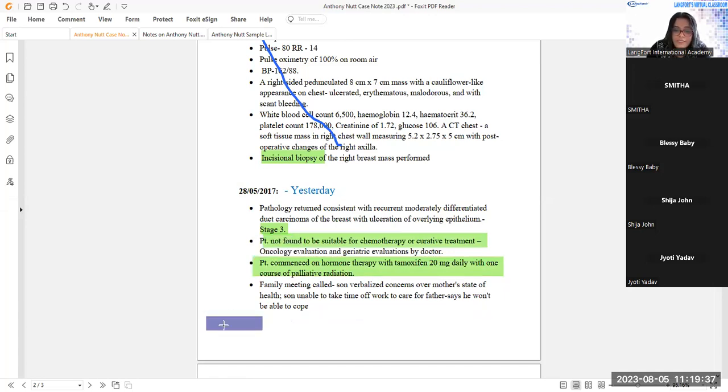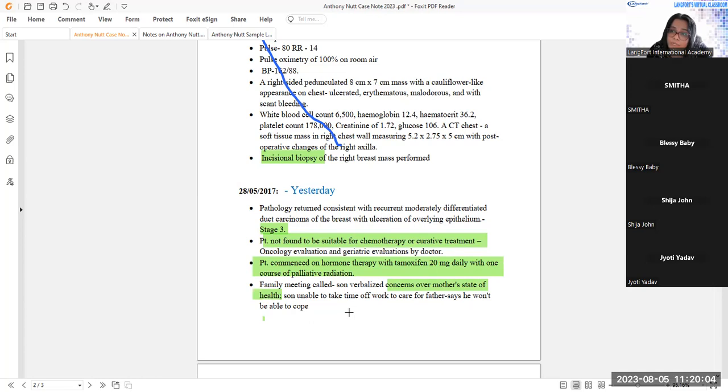What did the family say? Can I ask you something? Read this and tell me what I should include here. What did the son say about his mother? He said he is concerned about his mother's state of health. What is the state of health? She has dementia, right? Dementia.